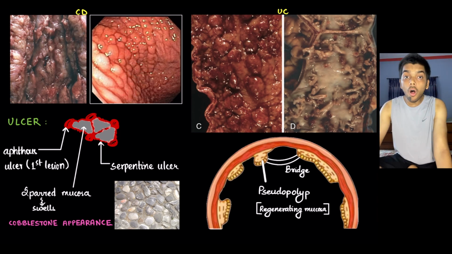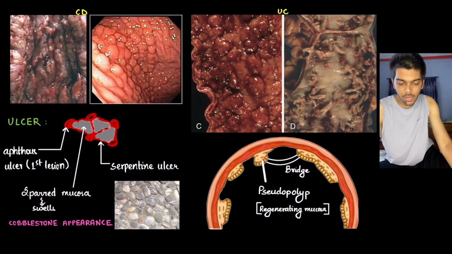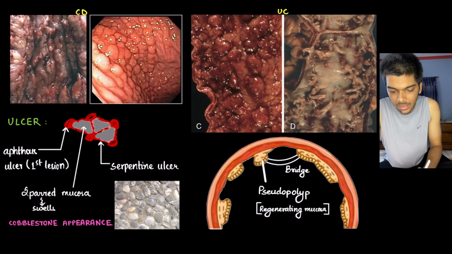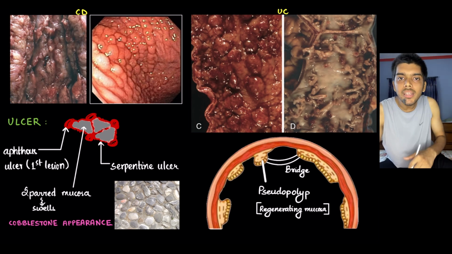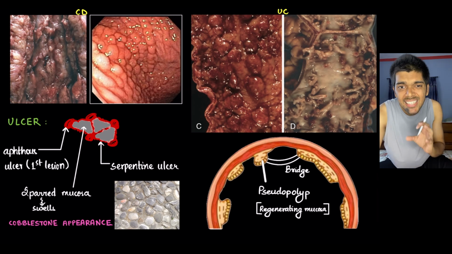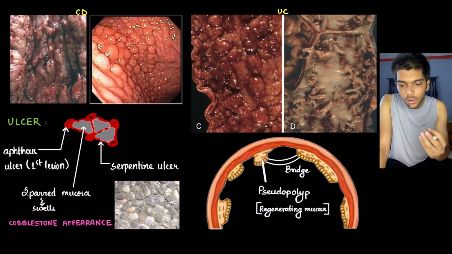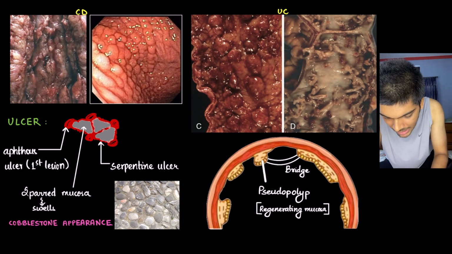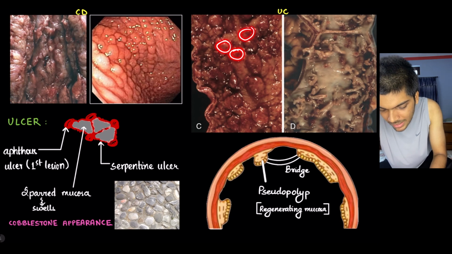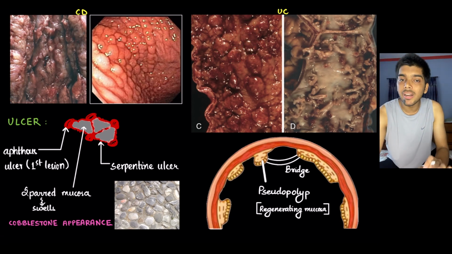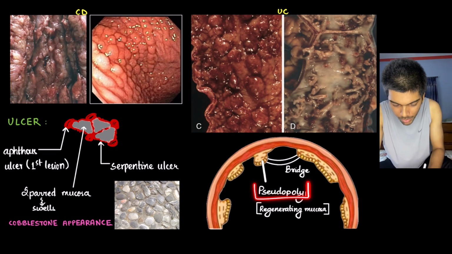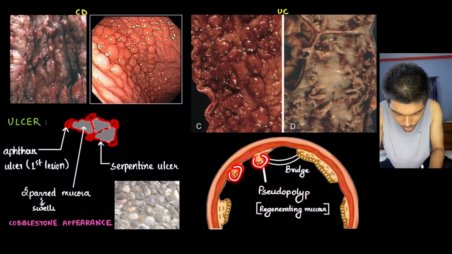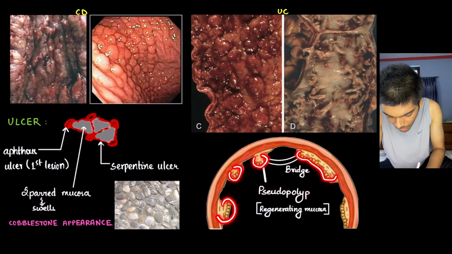Okay. In ulcerative colitis, after ulcer, there are parts of mucosa that are regenerating, and these regenerating mucosa look like polyps. However, they are not true polyps, so they are referred to as pseudopolyps. So these are the regenerating mucosa that give a polyp-like appearance.